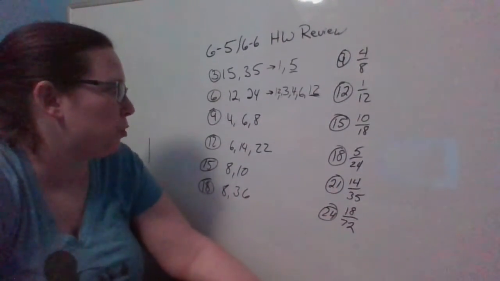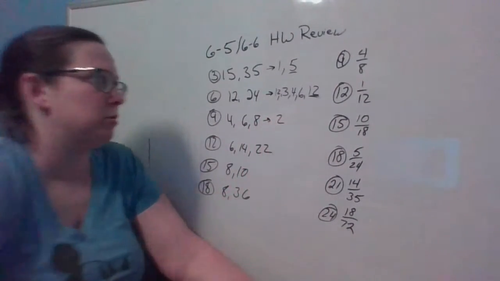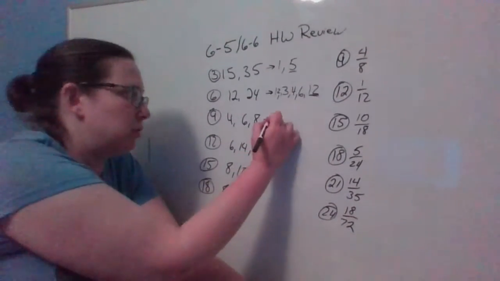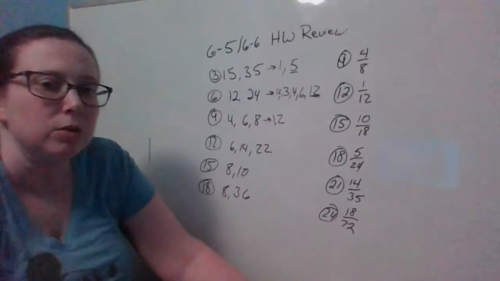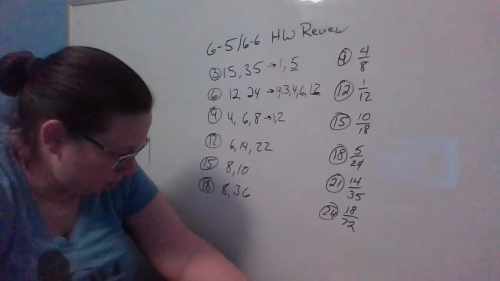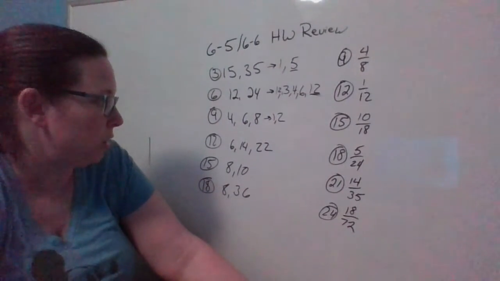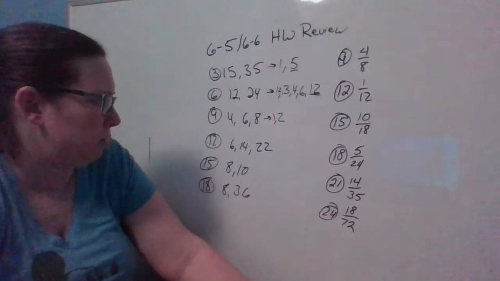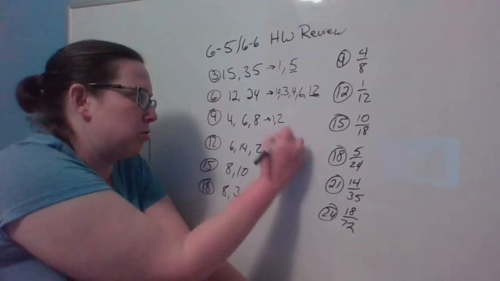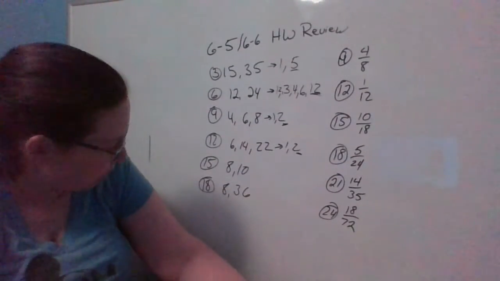Number 9, we have 4, 6, and 8. The only common factor between all those numbers is 2, which is also our greatest common factor then. Oh, and 1, of course. Sorry. So our greatest common factor would be 2. Number 12, again, we're finding all common factors. Number 12, though, the only common factors are 1 and 2. 2 then is our greatest common factor.